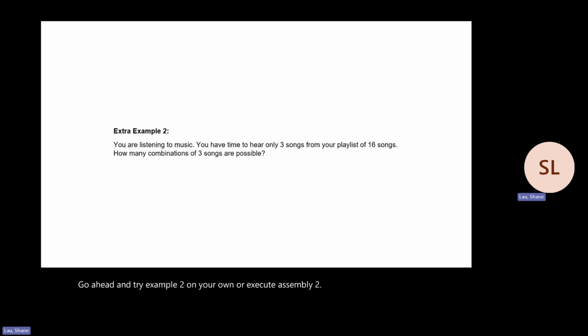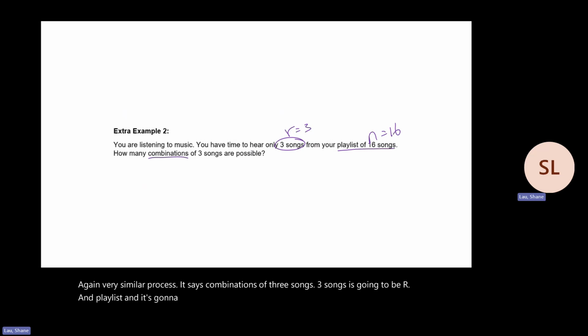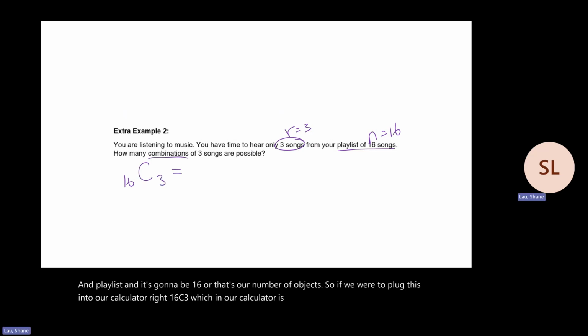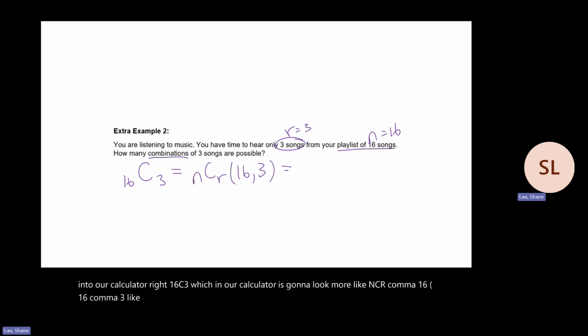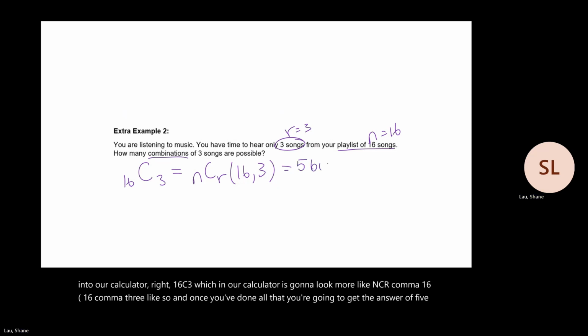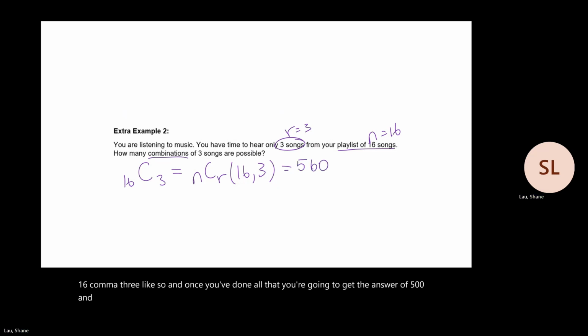Again, very similar process. It says combinations of 3 songs. 3 songs is going to be our R, and the playlist N is going to be 16, that's our number of objects. So if we're going to plug this into our calculator, 16C3, which in our calculator is going to look more like nCr, parentheses 16, comma 3, like so. And once you've done all of that, you're going to get the answer of 560.